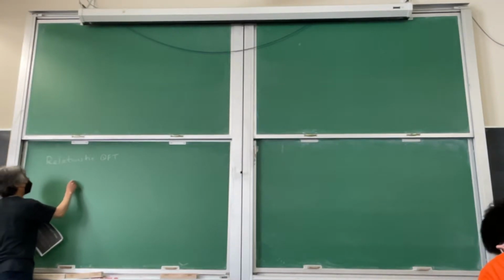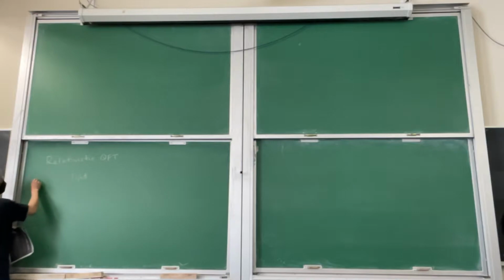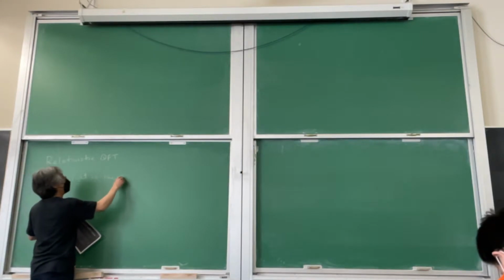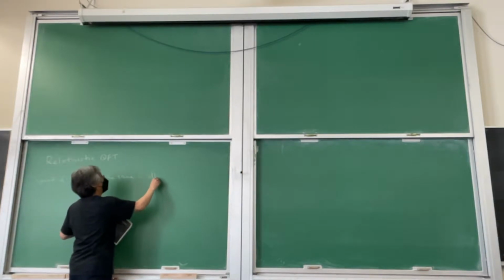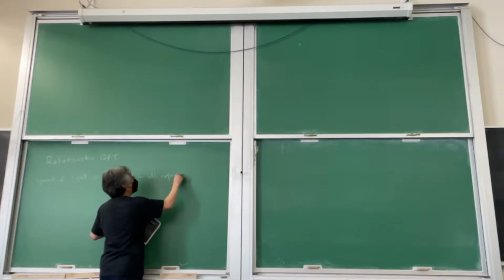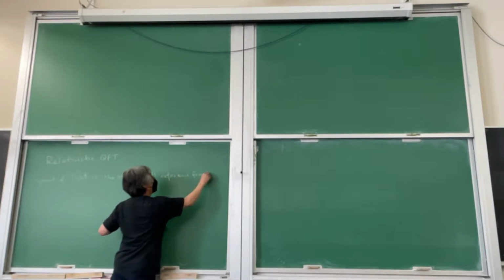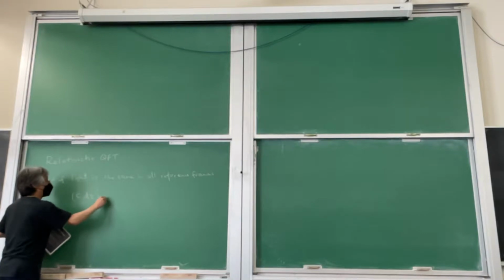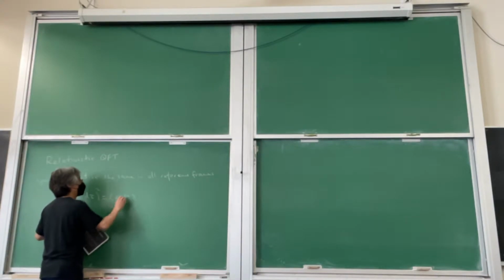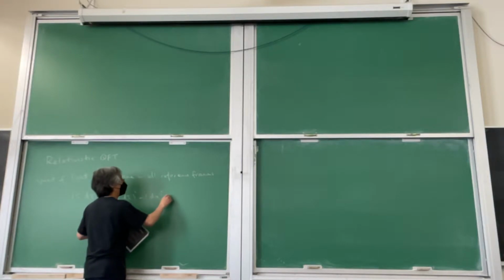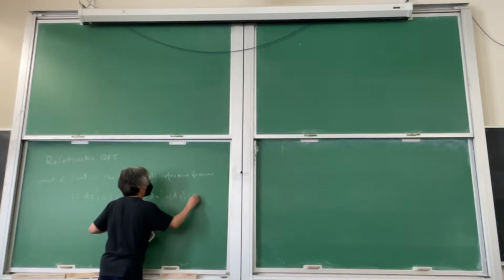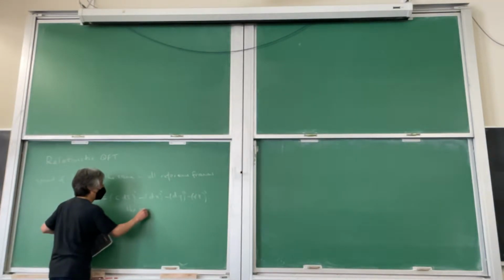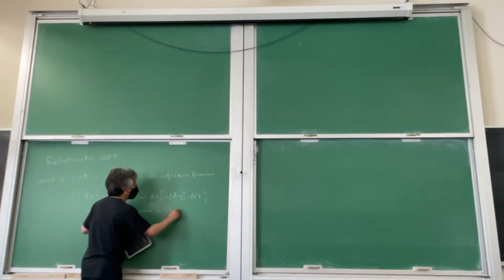So we started with this idea that the speed of light is constant, is the same in all reference frames. So that tells us that this combination for the forward time has to be the same, again, in all reference frames.